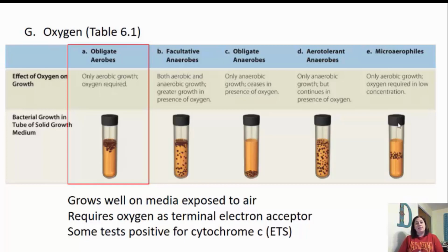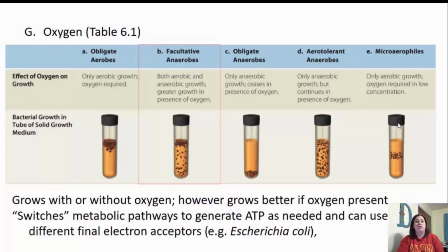All right, so let's look at this table and we're going to break each of these down. So this first group is the obligate aerobes. Okay, these grow well on media exposed to the air. Thus, you can see in the test tube, they're all growing at the surface where oxygen is present. They require oxygen as their terminal electron acceptor. Therefore, they have to have that oxygen there to create the water. Some of these will test positive for that cytochrome C with the oxidase test because they have the electron transport system. All right, so this is the obligate aerobes. They have to have oxygen. The next ones are the facultative anaerobes.